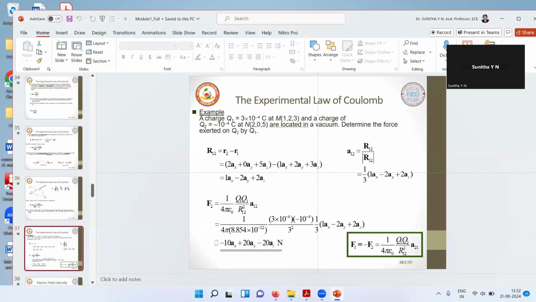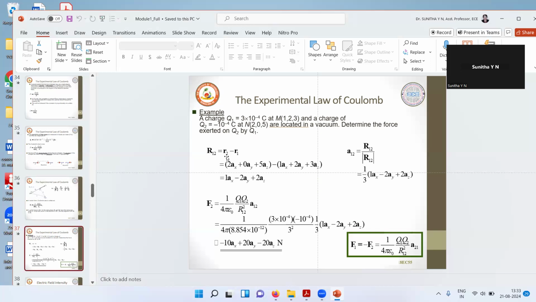Here we have a small example of calculation of force. So here we have a charge Q1 with a value given and Q2 charge is also given, and they say that they are located in vacuum. So we have to determine the force experienced by Q2 due to Q1. Remember, it is Q2 by Q1. So how much force is Q2 experiencing due to Q1 is what we have to calculate. So R12 is what we have to calculate.